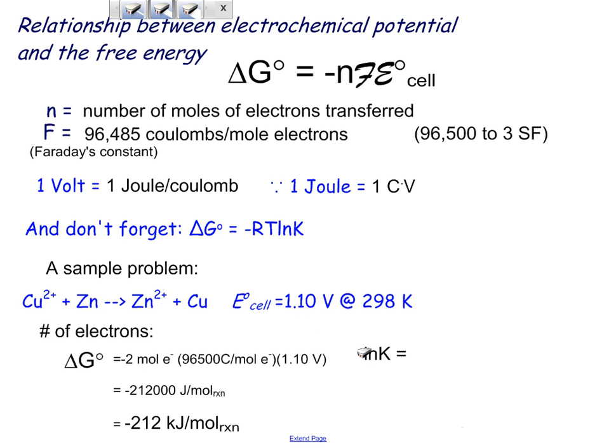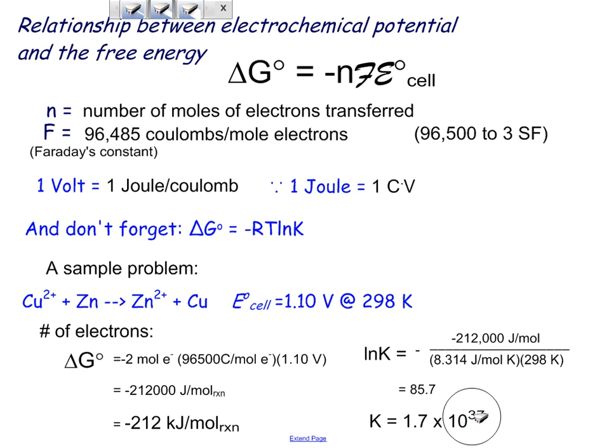I'm going to predict that my equilibrium constant is going to be greater than 1. And as I solve for it, I'm going to start by solving for the natural log of K. Mathematically, that's easier than solving for K by itself. So natural log of K is delta G divided by negative RT. That turns out to be 85.7 because it's the negative of a negative. If I take e to the 85.7 power, I get a very large equilibrium constant.